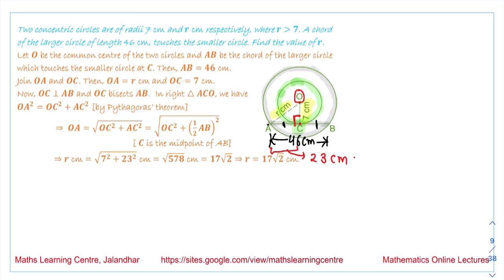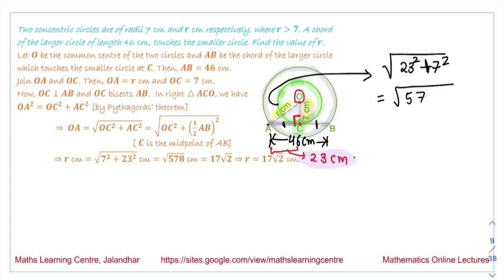Now in this triangle OAC, we have this length OC is 7, this length AC is 23. So we get that the length of AO is the square root of 23 square plus 7 square, and the answer we will get is equal to the square root of 578, and that is equal to 17 square root 2 centimeters. So we get that the radius of the larger circle is 17 square root 2 centimeters.